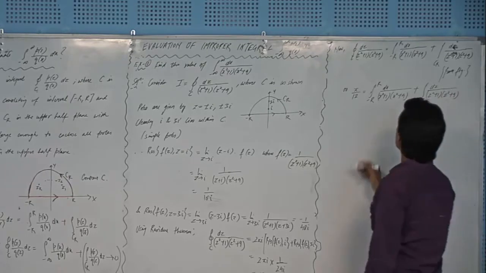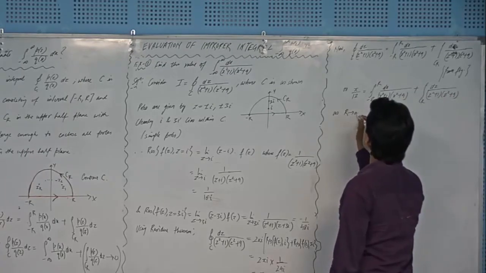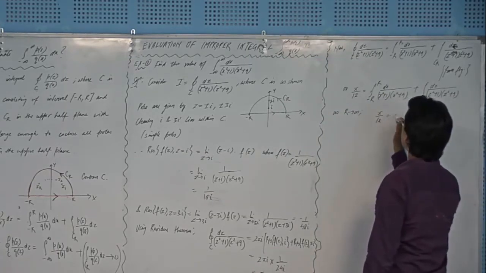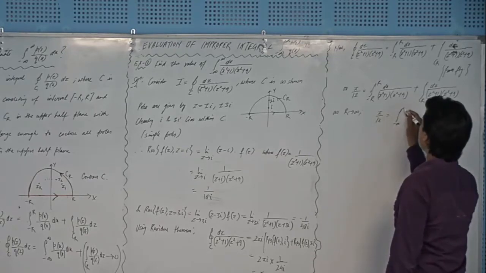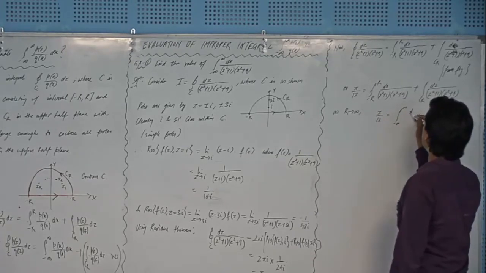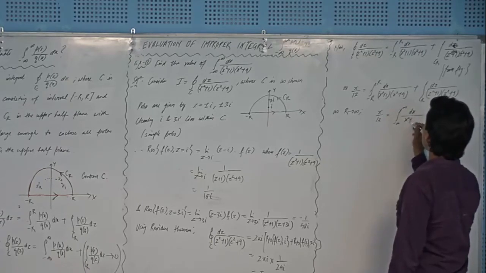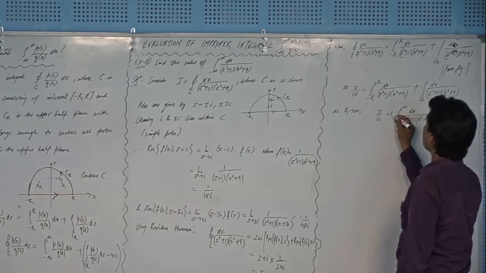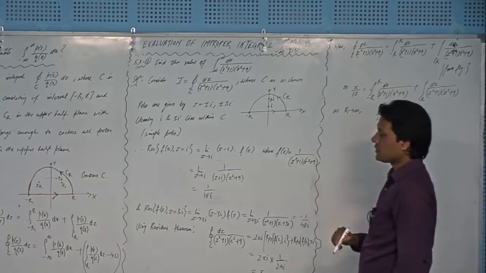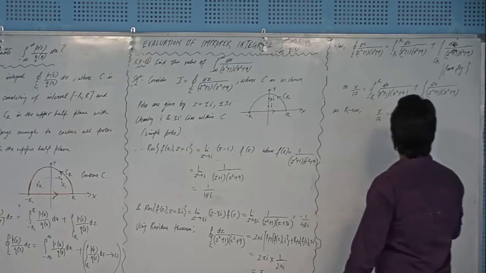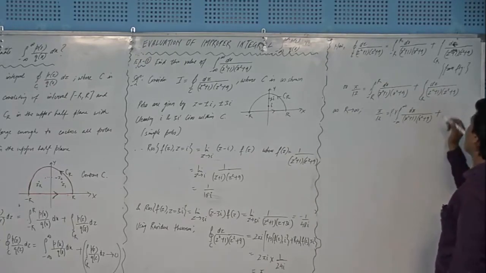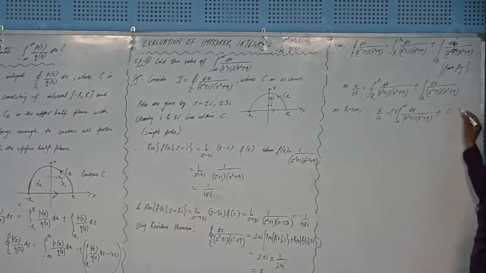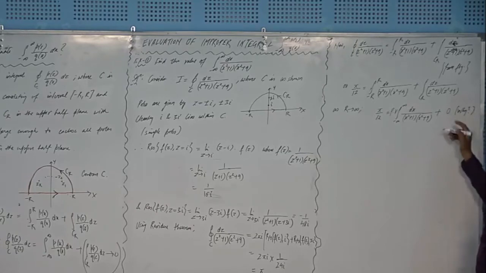So as R tends to infinity, you will get pi by 12 equal to the integral from minus infinity to infinity of dx over x square plus 1, x square plus 9, and this is obviously a principal value, plus this will go to 0, right? And the reason for this being 0 is what we will see now.